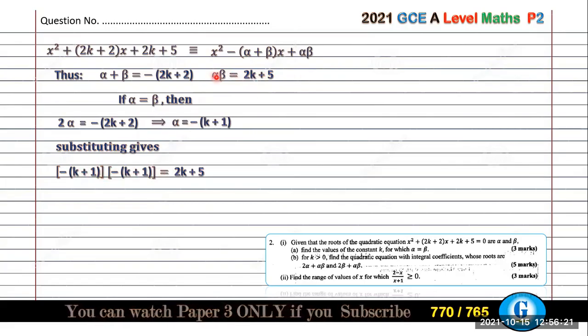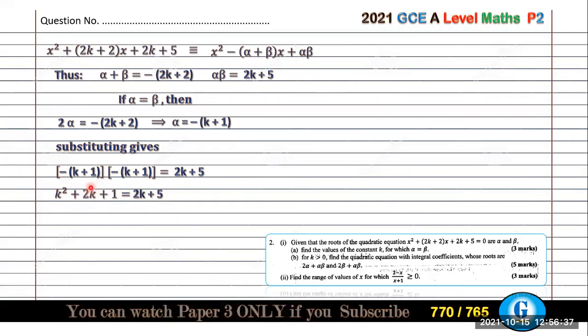So we have minus into k plus 1 times minus into k plus 1 should be equal to 2k plus 5. So alpha is equal to beta here. We have minus into k plus 1 times minus into k plus 1 is equal to 2k plus 5. When we expand, we'll have k squared plus 2k plus 1 on the left-hand side should be equal to 2k plus 5 on the right-hand side.